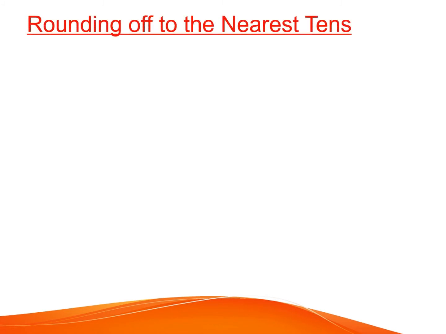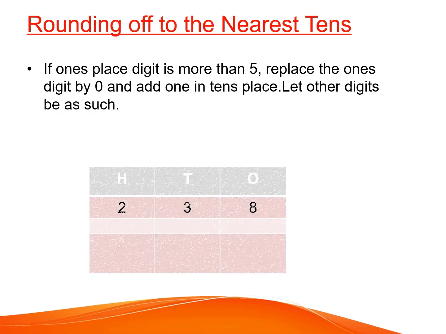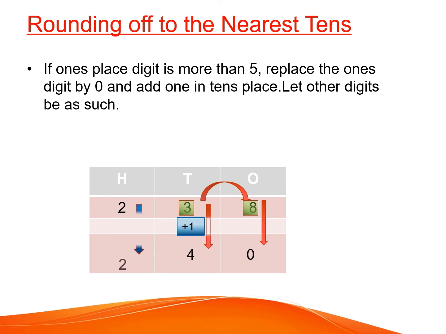Now let us consider an example of a number, say 238, and we want to round off to the nearest tens. The tens place is 3 and the ones place is 8. 8 is more than 5, so what do we do in such cases? Again, we change the ones place to 0, but to the tens place we will add 1. So the rounded off number becomes 240.